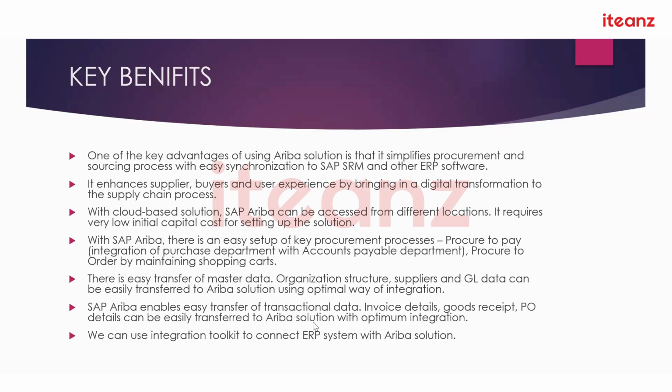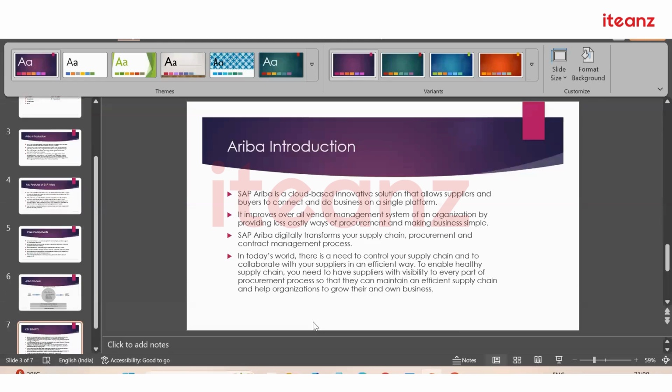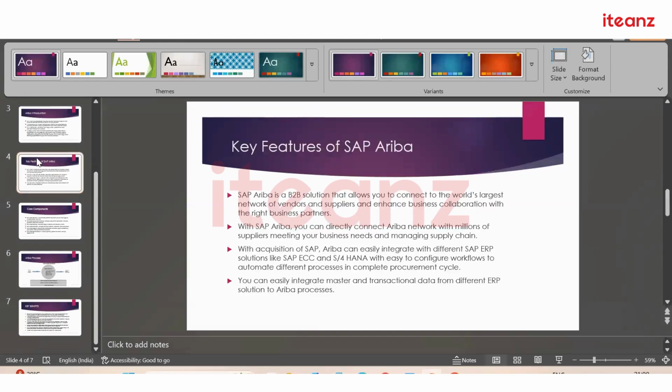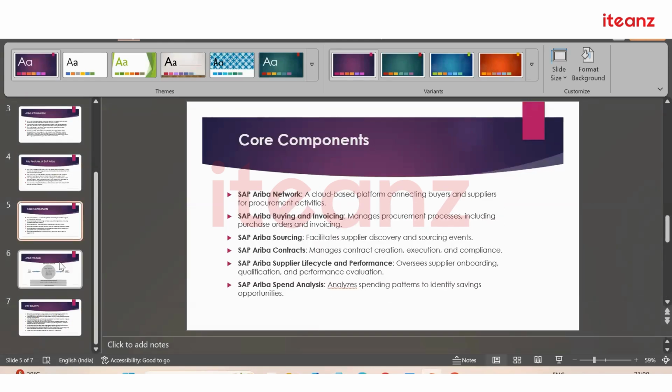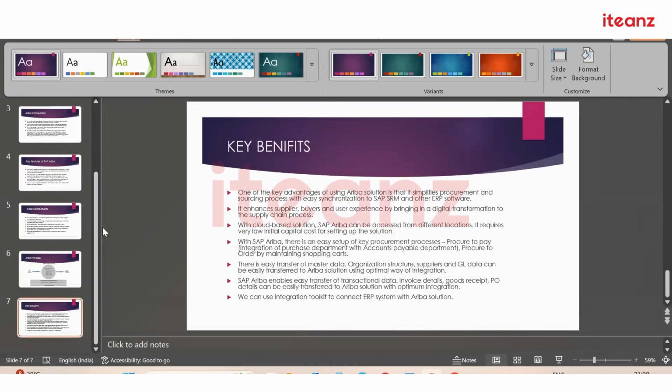SAP Ariba enables easy transfer of transaction data. Like transaction data, we can share the invoice details, goods receipt, PO details, which can be easily transferred to Ariba solutions. We can also use the integration toolkit connected to ERP. The integration toolkit is nothing but the CIG. We can use the CIG to connect the ERP with Ariba solutions. So this is all about the Ariba benefits, why we are using Ariba, and the key components. This is the basic thing of Ariba.